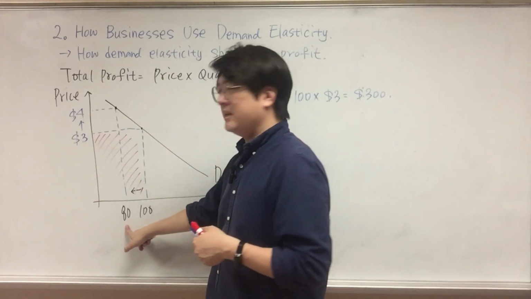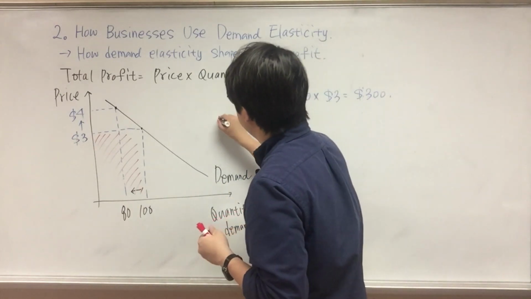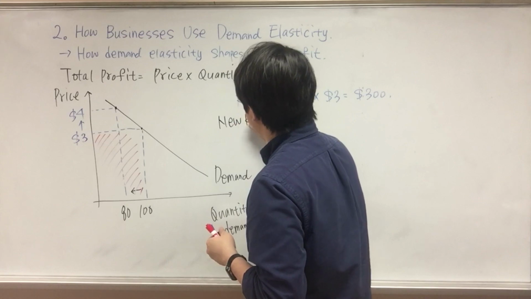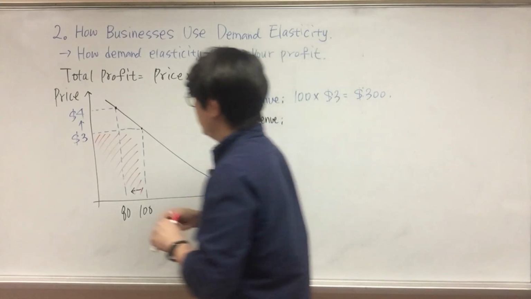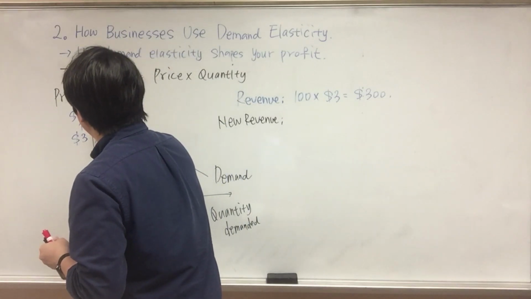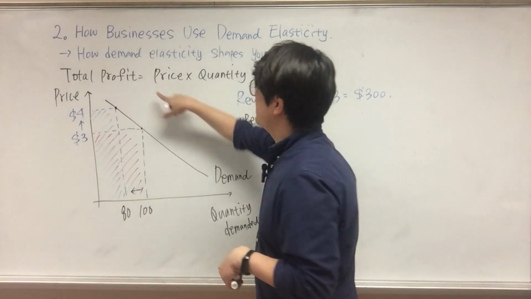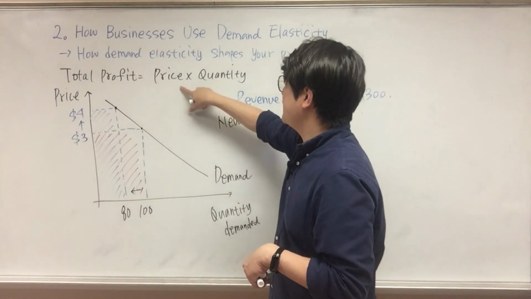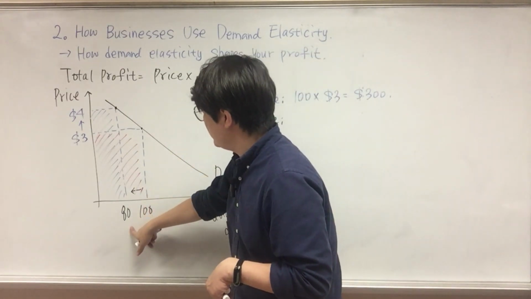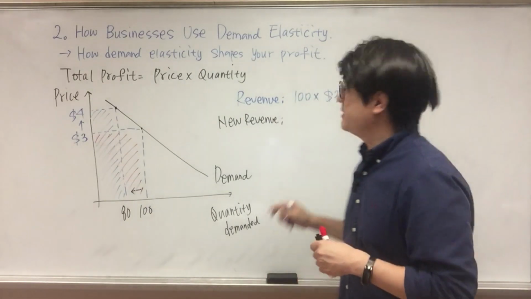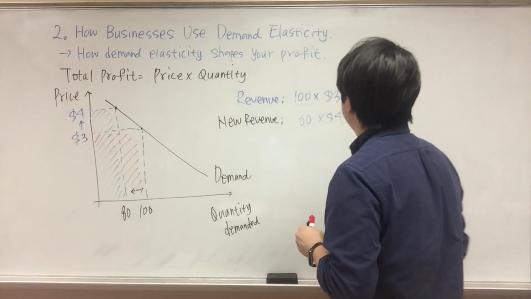But after changing from $3 to $4, what happens? We have 80 as the quantity demanded. So what is the new revenue? Using this formula, total profit is the price times quantity demanded, correct? So what is that? 80 times $4. How much?